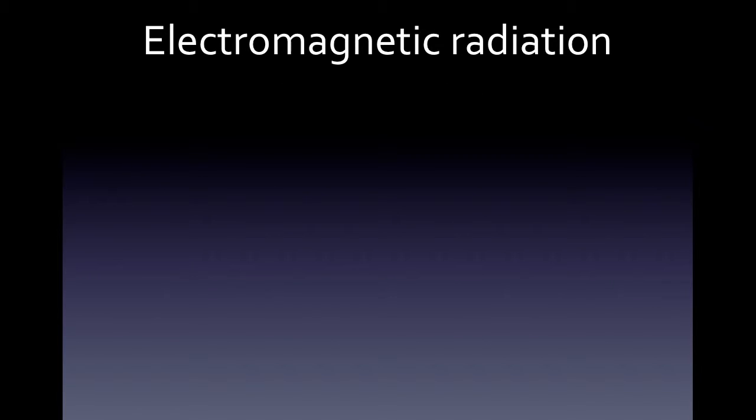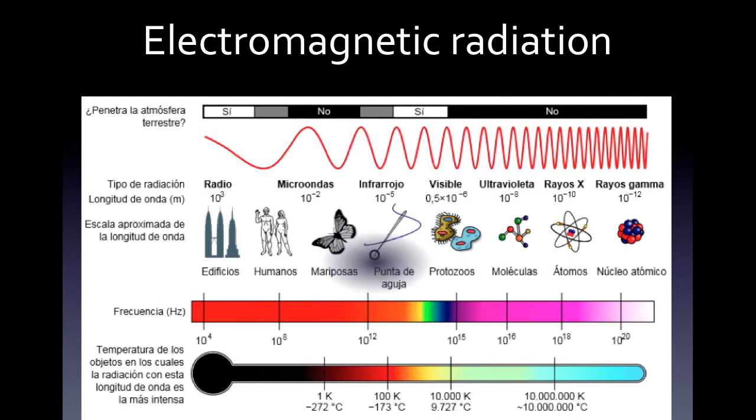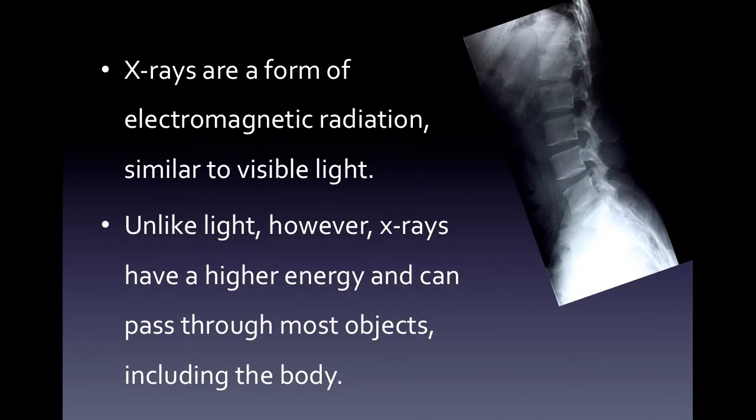Electromagnetic radiation includes everything from radio waves to X-rays, passing through microwaves, infrared radiation, visible light, and ultraviolet radiation. X-rays are the most energetic range of the electromagnetic spectrum. X-rays are a form of electromagnetic radiation, similar to visible light. Unlike light, however, X-rays have a higher energy and can pass through most objects, including the body.